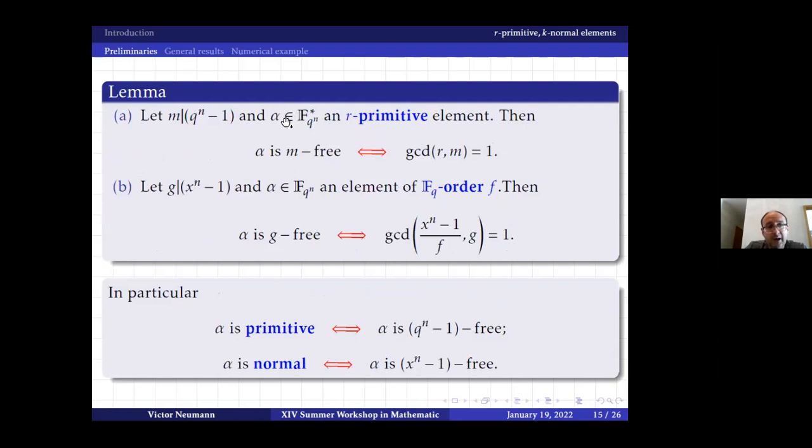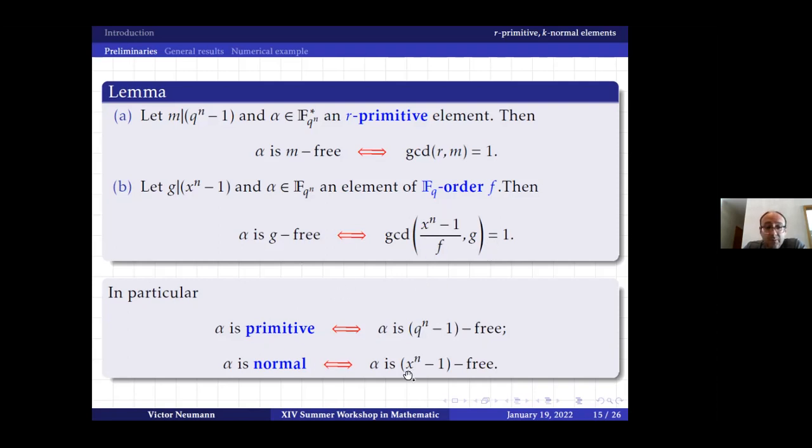In fact, if we take alpha, it must be r-primitive for some r, because alpha must have an order. Say the order of alpha is equal to n. So r is equal to (q^n minus 1) over n. And in fact, alpha will be M-free if and only if r and M are coprime. And in the same way for g-free, if alpha is an element of Fq-order f, alpha will be g-free if (x^n minus 1) over f and g are coprime.